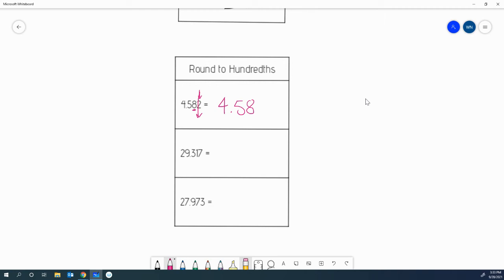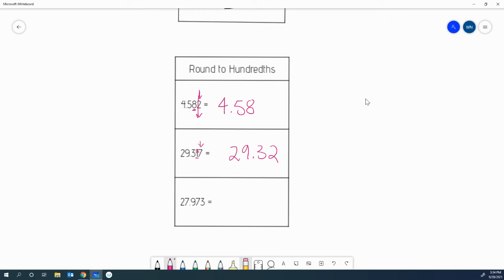Let's look at this next one. 29 and 317 thousandths. We're going to underline the 1. Draw an arrow over the 7. Make sure you are underlining and drawing an arrow. For this one, 7 is more than 5, so we're going to raise the score of the 1. That 1 is going to turn into a 2. So we've got 29 and 32 hundredths. Remember that 7 gets left off because we rounded to the number that was underlined.